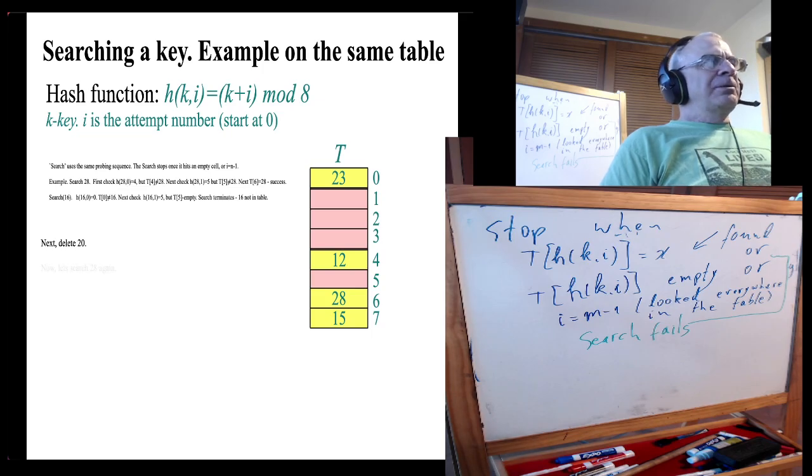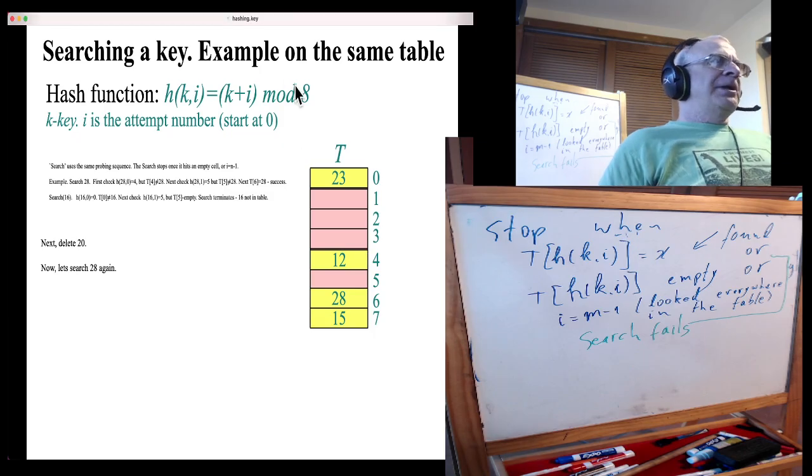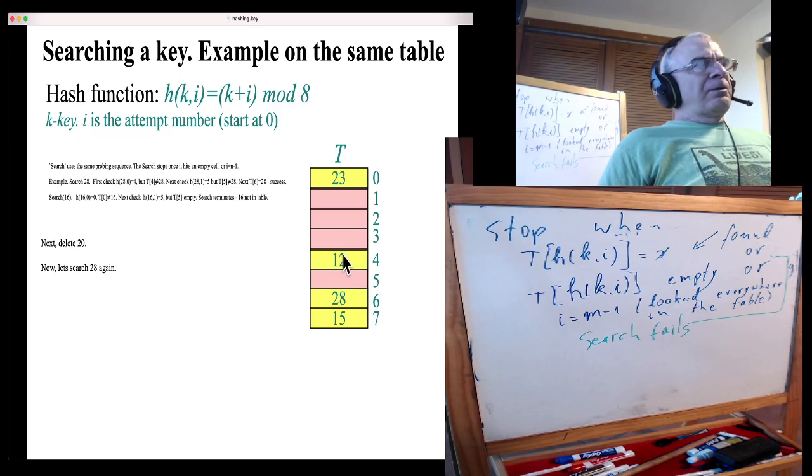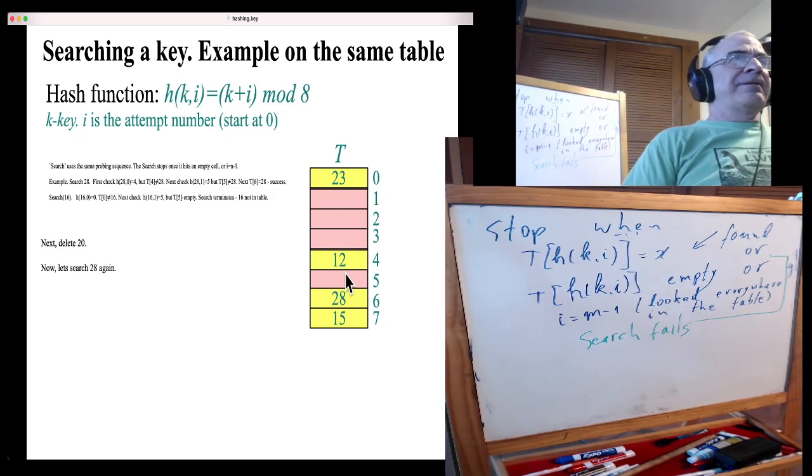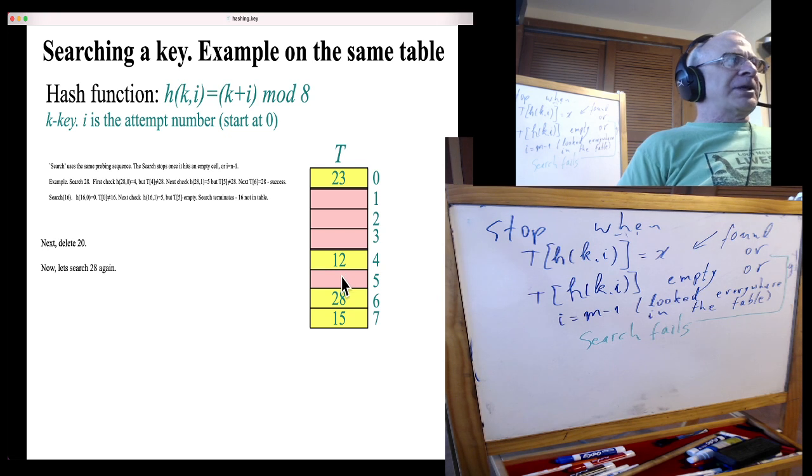But now let's see what happens if I'm searching for 28 at this moment. Searching for 28, 28 mod 8 is 4. It's not there. Let's try the next cell. It's empty, which the criteria says: if it's empty, stop your search, which is a bad idea because 28 is actually here.